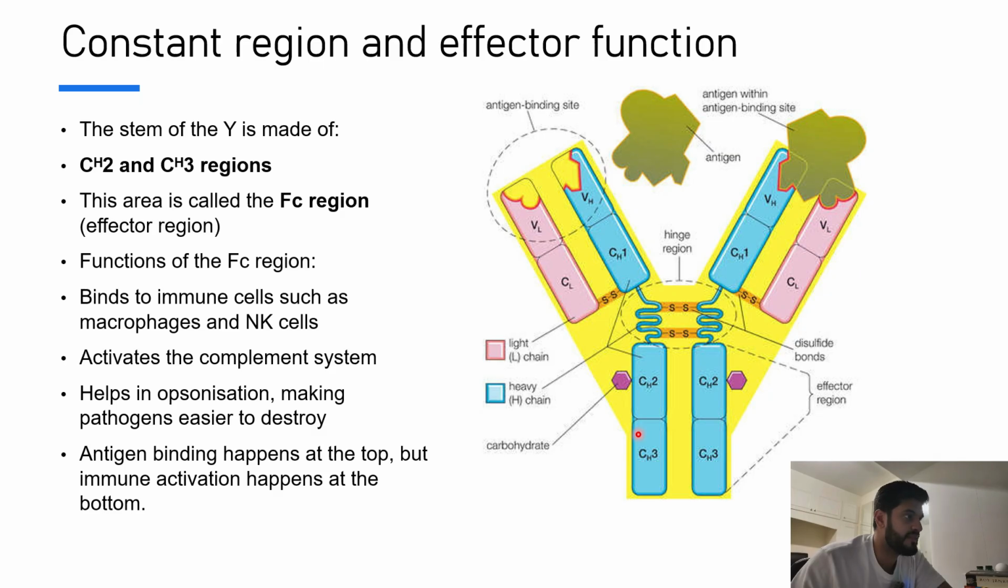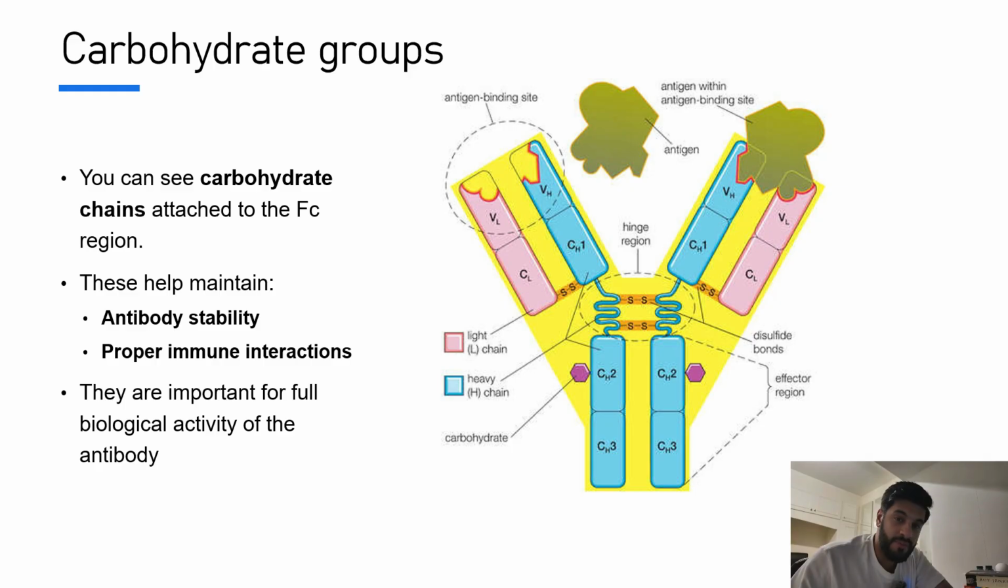Next are the carbohydrate groups on the Fc region. Now, the importance of this carbohydrate group is that it provides stability, and it completes the 3D structure of the protein, which also helps them to bind to the Fc region, and it also helps them in other sorts of immune interactions with other cells.